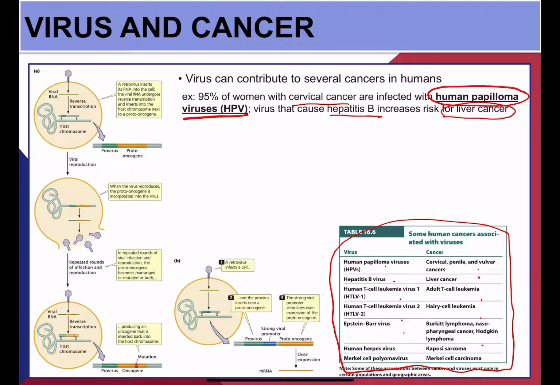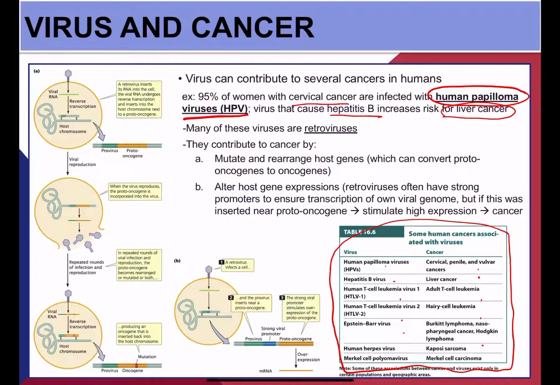Now, many of these viruses that lead to cancer are, again, your retroviruses, our not so favorite type of viruses, as when we talked about types of viruses in an earlier chapter. They can contribute to cancer in two different ways. First, they can mutate and rearrange the host genes themselves, which technically can convert a proto-oncogene into an oncogene.